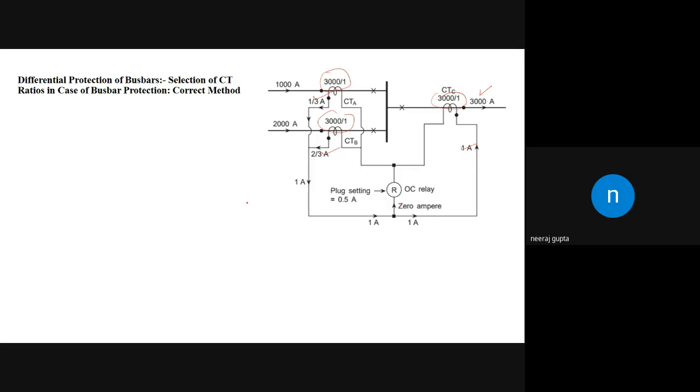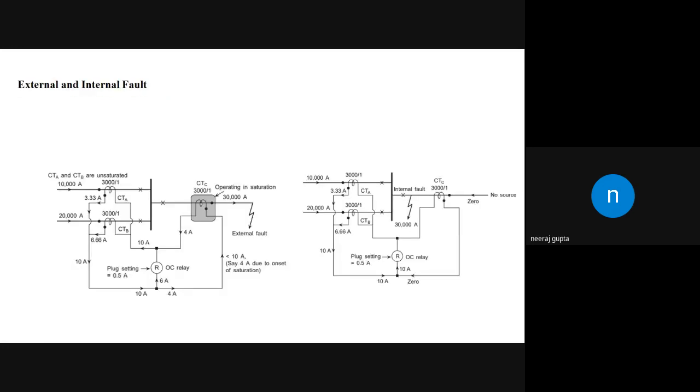So this is the correct method of connecting this in a bus bar. This is how the differential protection can be provided in the bus bar. That is, we have to choose the maximum value of the current, and we have to connect accordingly. Now, one more analysis that is there in case of the bus bar.